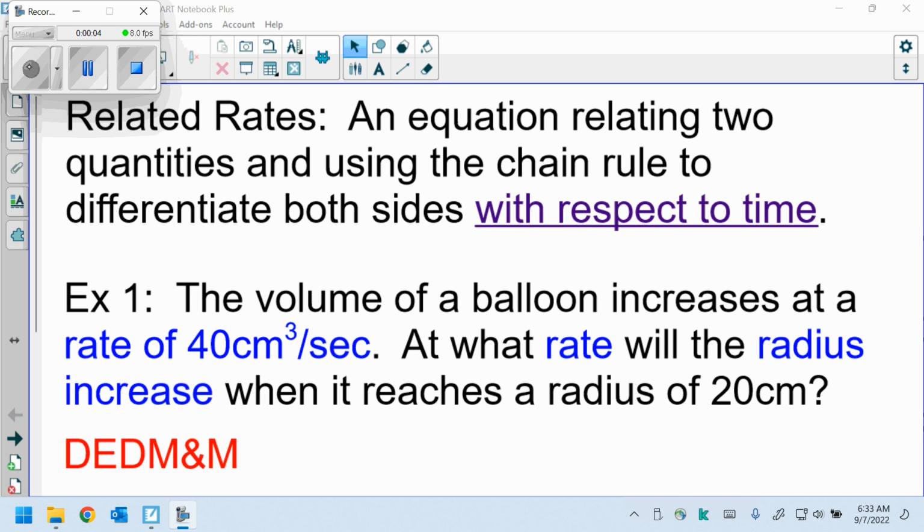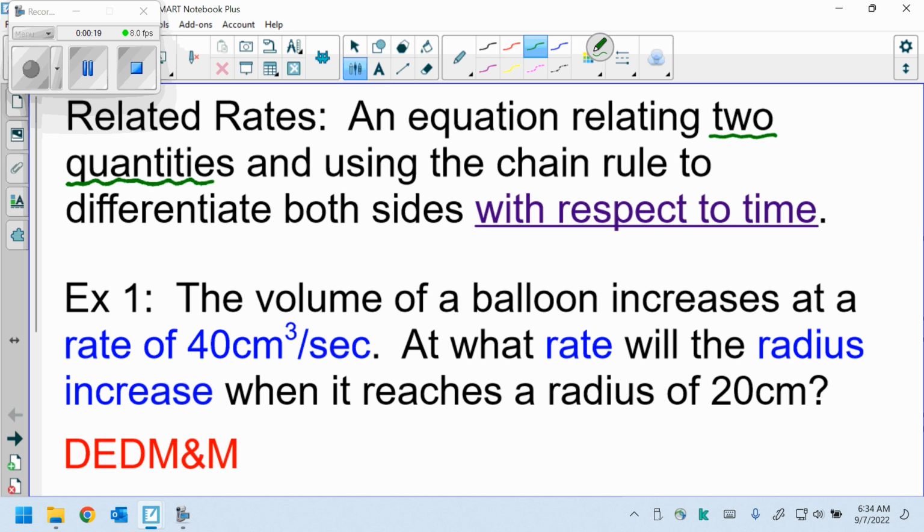Today we have got related rates. Related rates are equations that have a couple of quantities in them. You could even have as many as three, I guess. It's got two quantities, maybe three. We use the chain rule to differentiate both sides of the relationship between these two quantities.